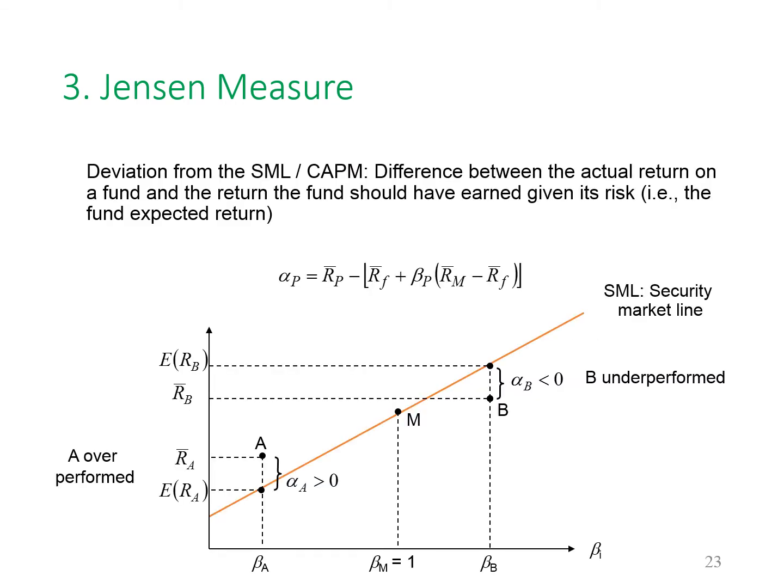In the figure, the security market line represents the benchmark based on the capital asset pricing model. Portfolio M is a market portfolio with beta of 1. Portfolio A is above the security market line. It has a positive alpha. Portfolio A outperformed the expected return based on the capital asset pricing model. On the other hand, Portfolio B is below the security market line. It has a negative alpha. We can conclude that Portfolio B underperforms the expected return based on CAPM.